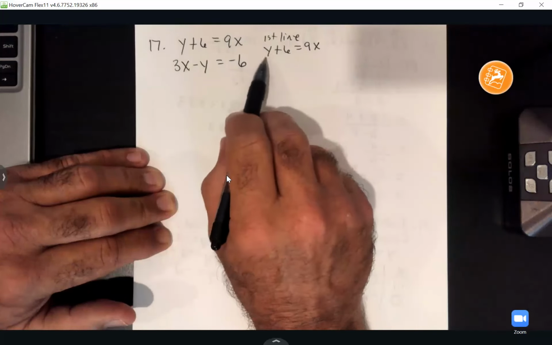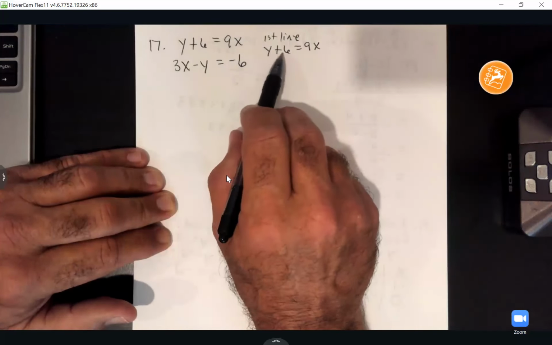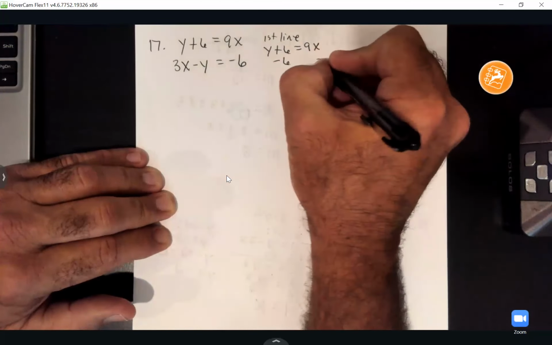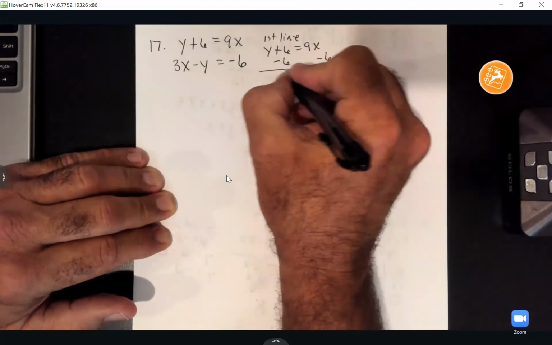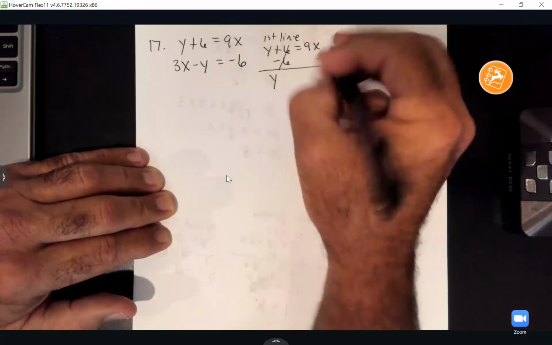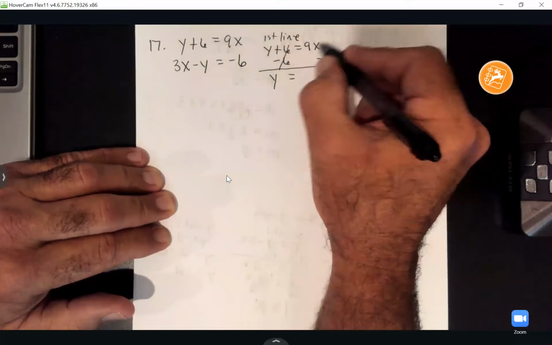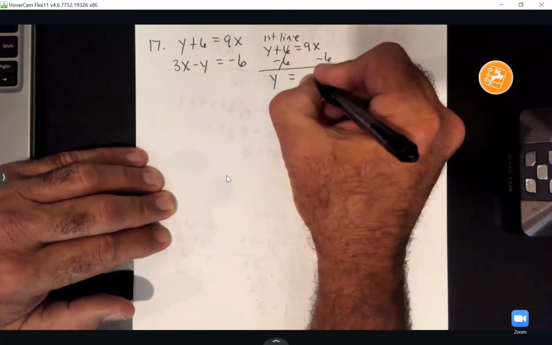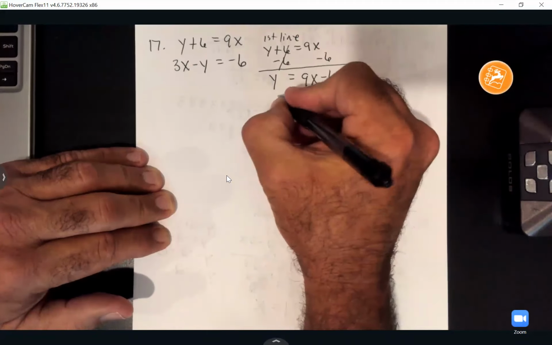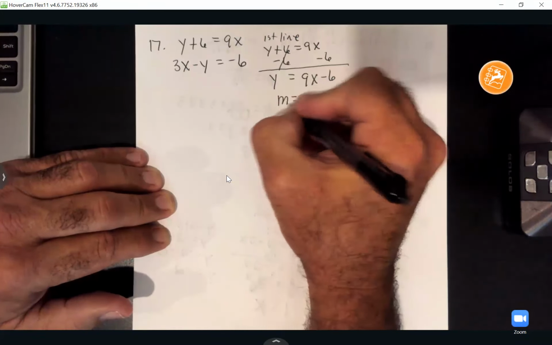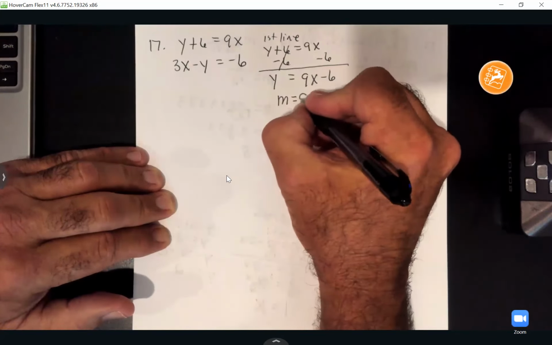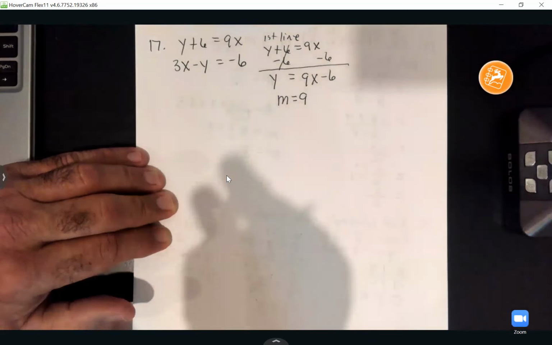All we got to do to get that y by itself is move that 6. And to move it, I'm going to subtract 6 from both sides. So here we go. That brings down my y. That cancels on the left side. All right, these are not like terms. So I'm just going to make that a 9x minus 6. So the slope, which is m, of my first line is a positive 9.